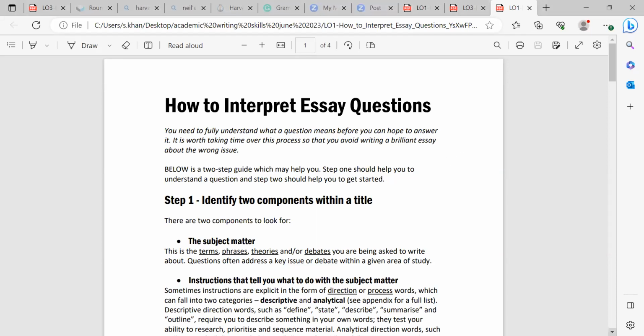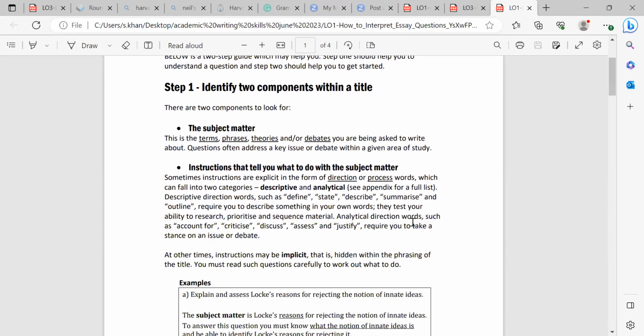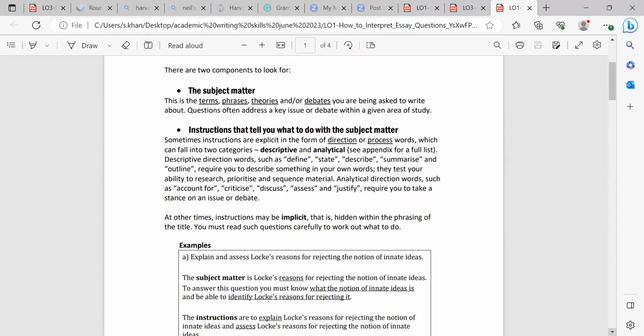So step 1, you need to identify 2 components within a title. The subject matter. This is just example and additional stuff for you to look at when you're doing your assignment. This is the terms, phrases, theories, and debates you are being asked to write about. Questions often address a key issue or debate within a given area of study. Then instructions that tell you what to do with the subject matter. Sometimes instructions are explicit in the form of direction or process words, which can fall into 2 categories: descriptive and analytical.